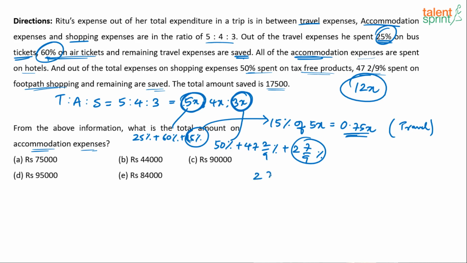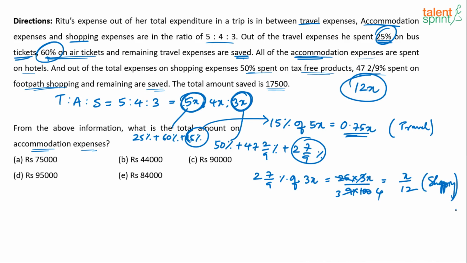So what is savings? 27 by 9% of this 3x. Yes or no? This 3x, whatever that value is. Right? I mean 27 by 9, it's like 25 by 9, right? 25 by 900 into 3x. You're getting it? 2 9 18, 18 7 25. 25 into 3x by 900 basically, or 9 into 100, let me say. 100%, right? So this goes 4 times, this goes 3 times. We have x by 12. This is the savings out of shopping expenses.